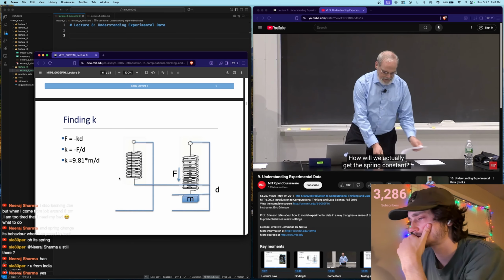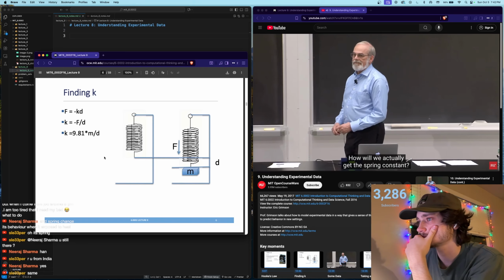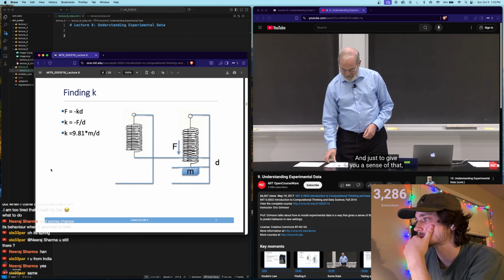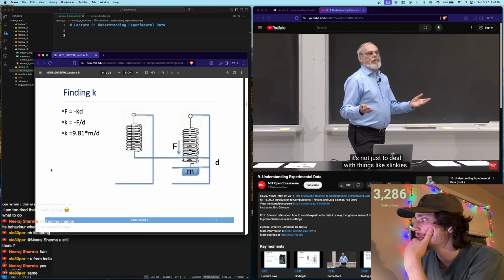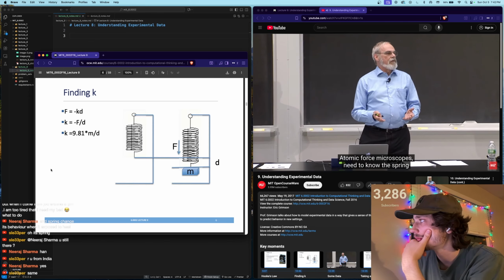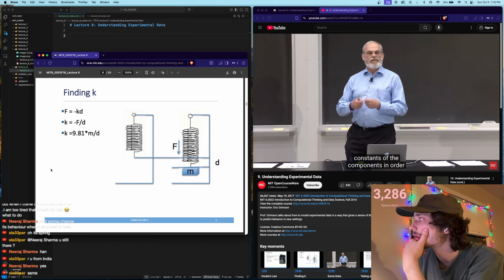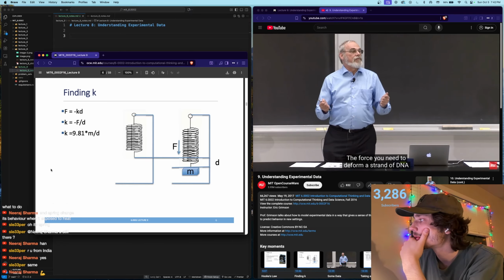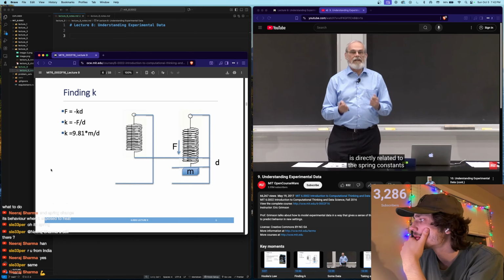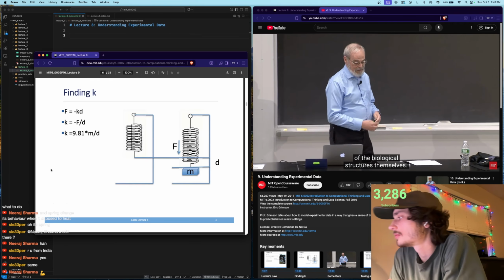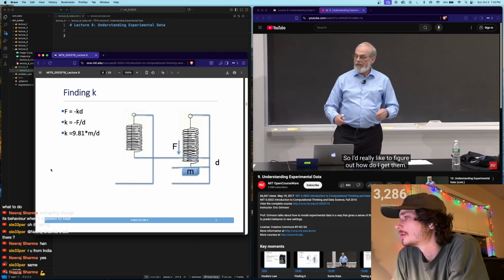How would we actually get the spring constant? It's really valuable to know what the spring constant is. And just to give you a sense of that, it's not just to deal with things like slinkies. Atomic force microscopes need to know the spring constants of the components in order to calibrate them properly. The force you need to deform a strand of DNA is directly related to the spring constants of the biological structures themselves. So I'd really like to figure out, how do I get them?